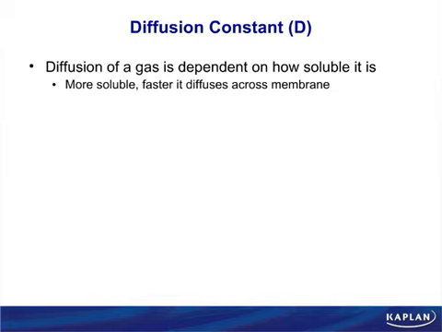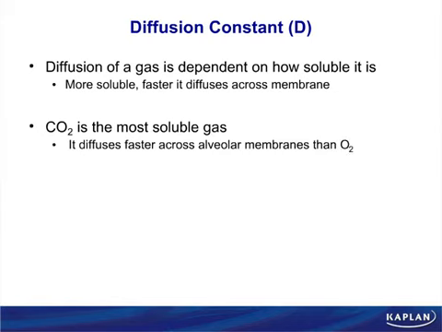Second factor influencing diffusion, directly related, is our diffusion constant. Hey, this is mathematics. We have to have a constant in there. Okay? The diffusion of the gas is dependent upon how soluble it is. The more soluble, the faster it diffuses. The only real thing to relate this to for Step 1 is the following. CO2 is very soluble. Oxygen's pretty darn soluble, but not as soluble as CO2. CO2 is much more soluble, thus it diffuses faster across the alveolar membrane than oxygen.